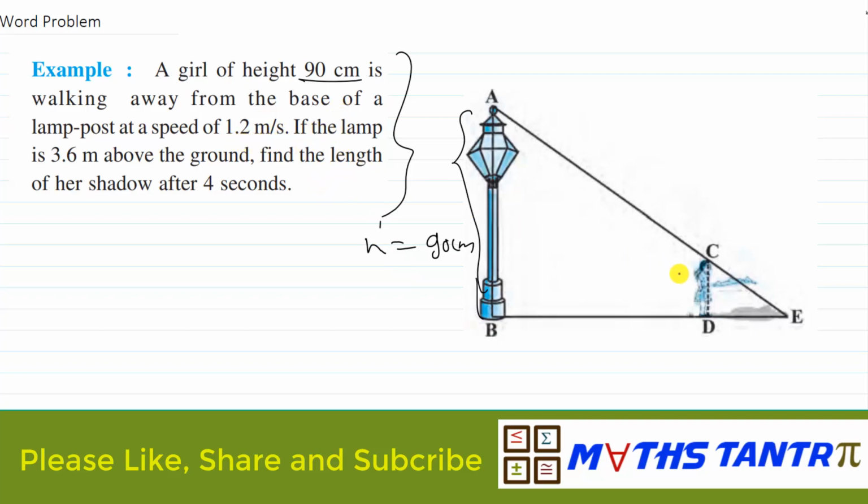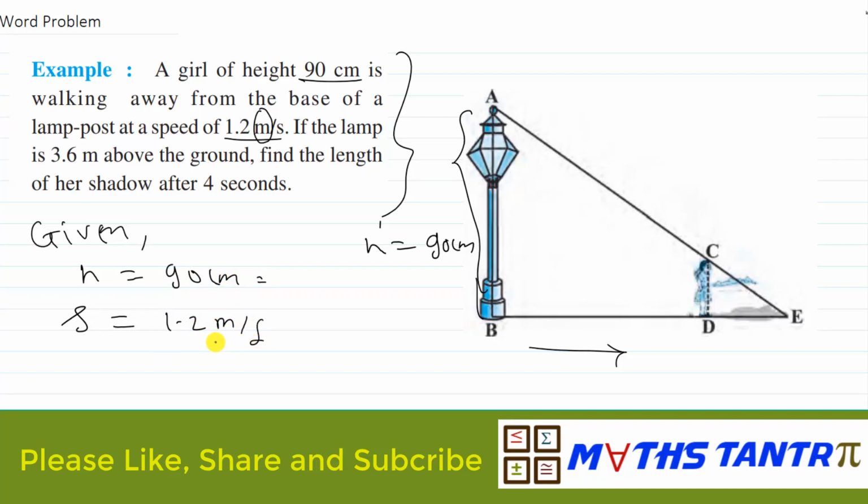And one girl is moving away from the base of the lamppost at a speed of 1.2 meter per second. You can see the speed is in meters per second. What is given? Always you should write the given. So the height of lamppost is 90 centimeter. Speed is 1.2 meter per second.